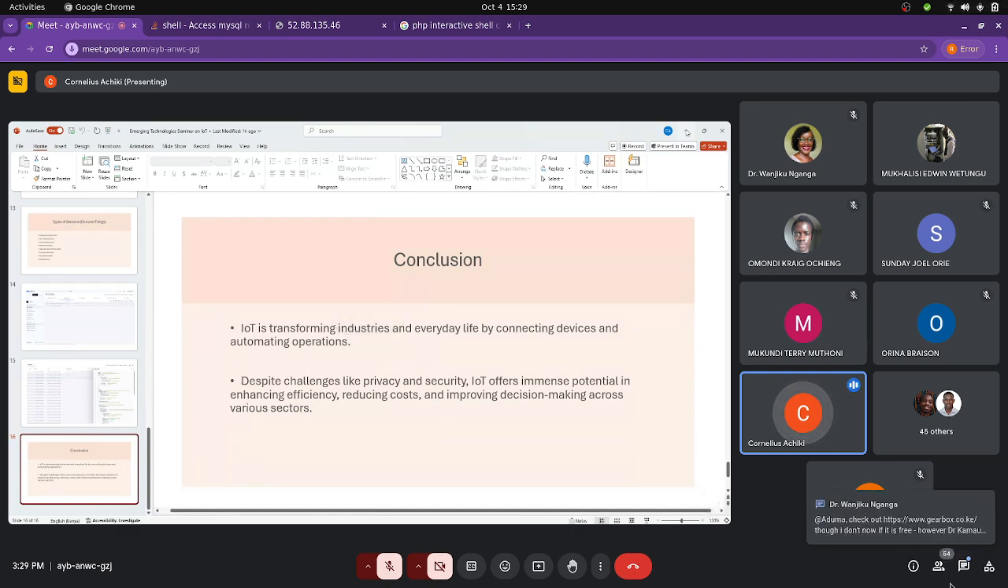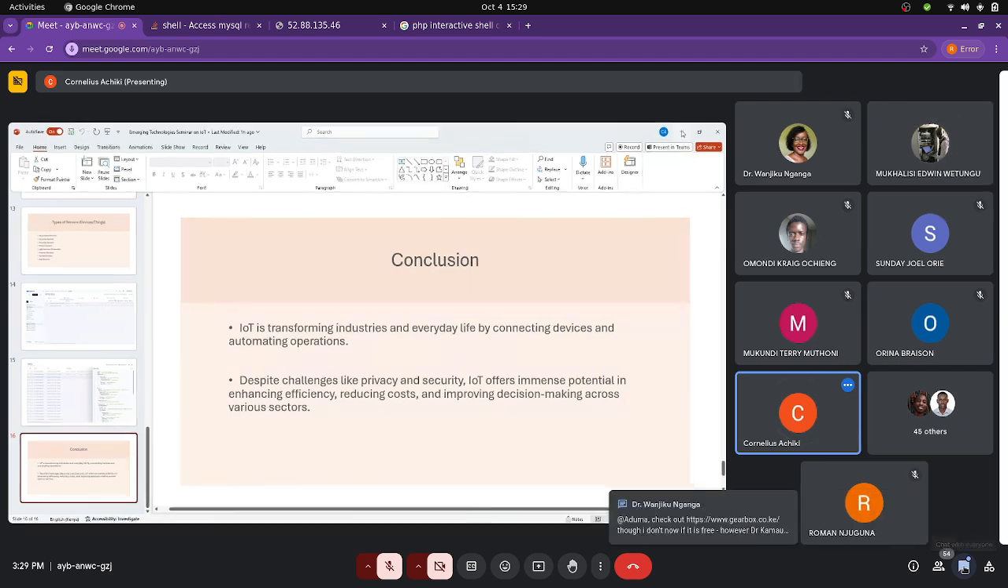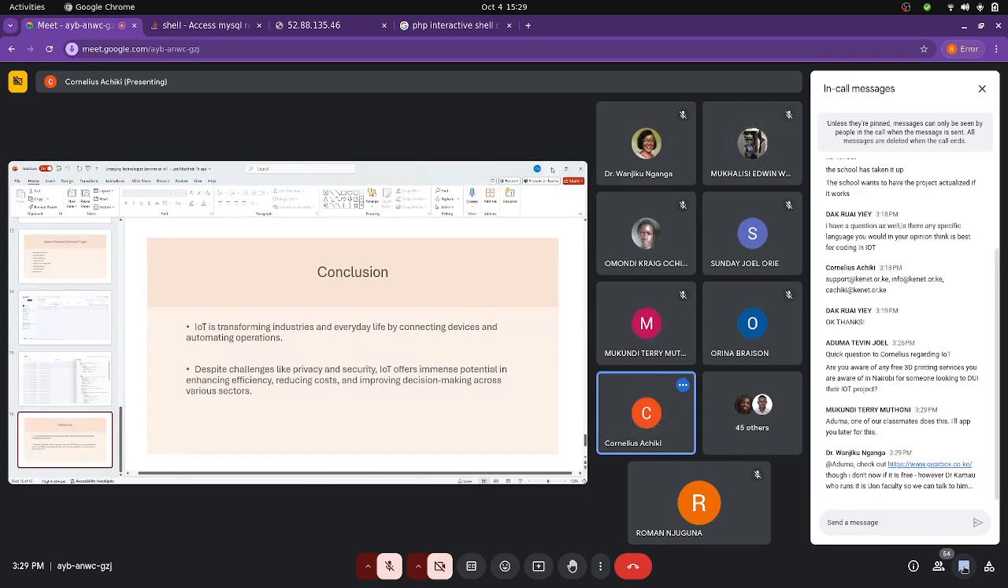I think there was someone who was doing 3D printing services. Yeah, there's Gearbox, and then I think there was Fab Lab. I don't know if Fab Lab still exists, but Gearbox should be okay. Thank you, Dr. Gashigi. Is it Dr. Kamau or Dr. Gashigi? Yeah, those are both his names, Kamau Gashigi. Yeah, I think Gearbox should be okay.